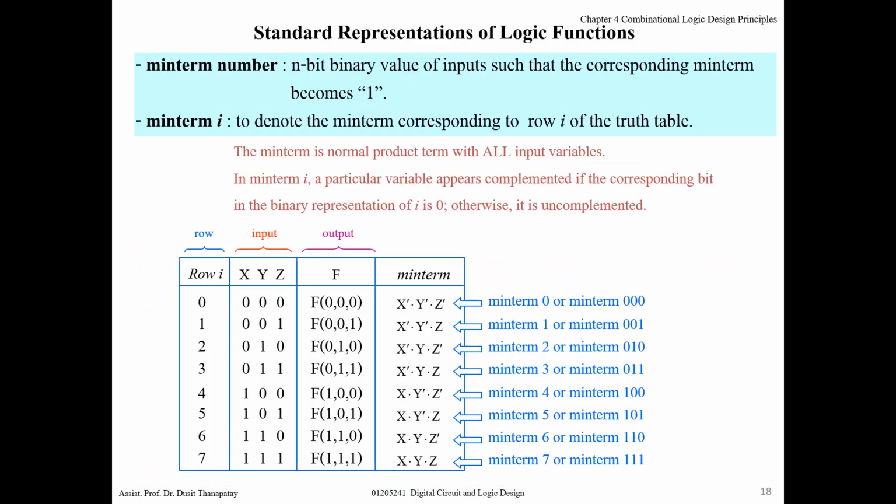And the value that makes that minterm to be 1 is called the minterm number, or minterm index. You can express it in decimal or binary form. Okay, next.